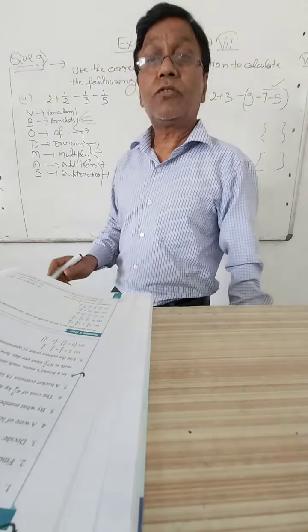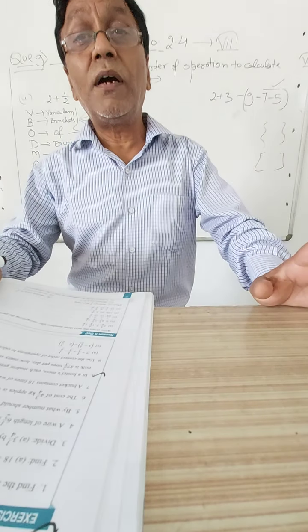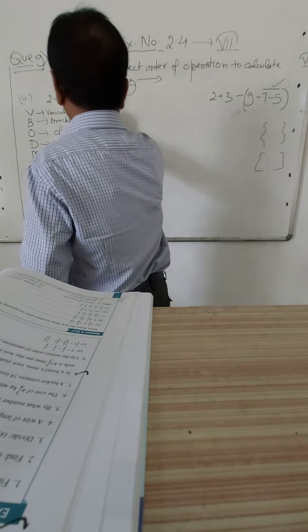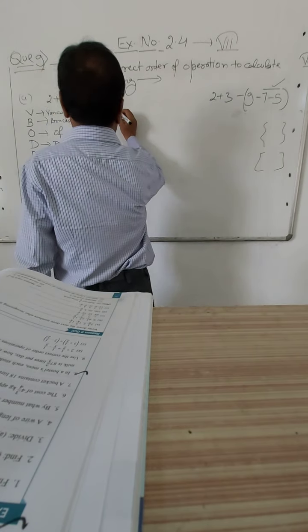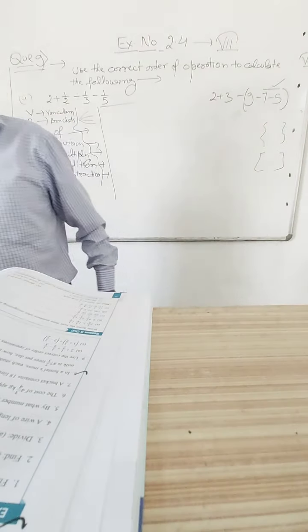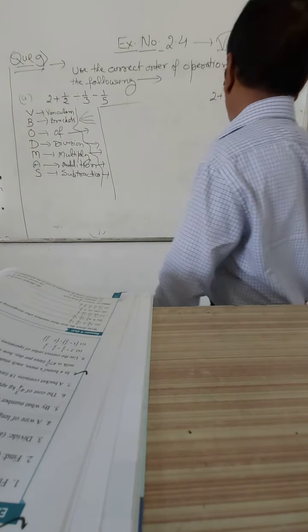Subtraction. So this is the correct order. So by following this order, we have to solve it. So in this question, just read one by one.